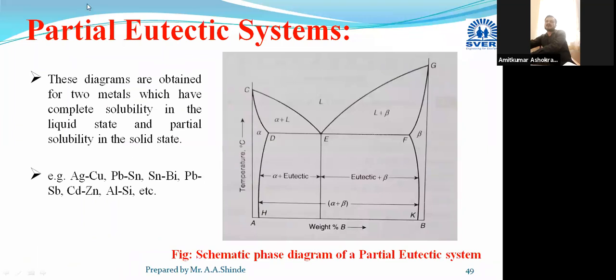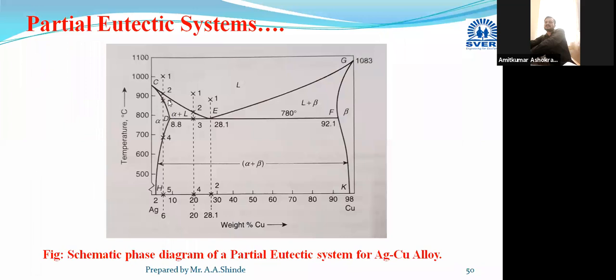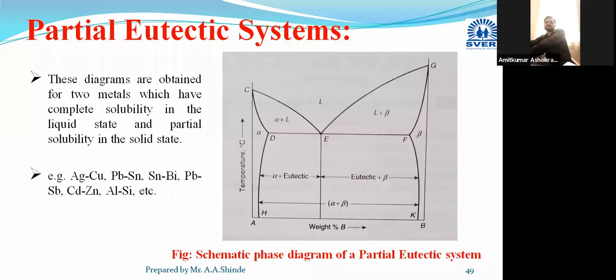And some introductory part of partial eutectic system I have covered. When both metals are completely soluble in liquid state and partially soluble in the solid state, partial eutectic system is obtained, in silver and copper, or in lead-tin, lead-antimony, cadmium-zinc, or aluminum-silicon. This type of system is obtained. Then microstructural changes in different alloys, that part I will cover in the next session.